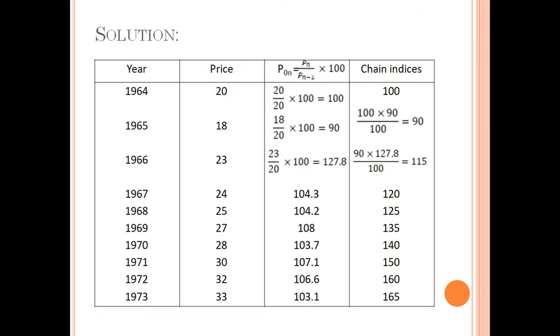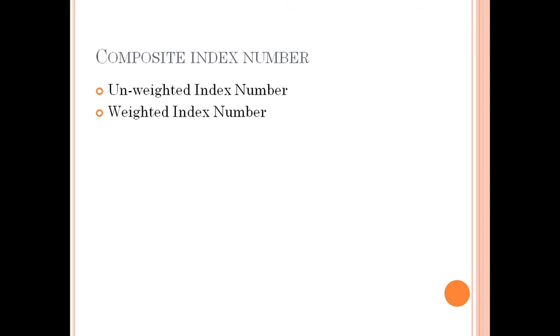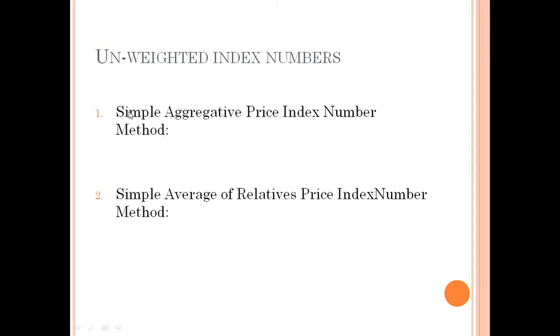Previously we discussed simple index numbers, and now we are discussing composite index numbers. For composite index numbers, there are two types: unweighted index numbers and weighted index numbers. Today we will study unweighted index numbers. There are two methods to calculate unweighted index numbers: one is the simple aggregative price index number method, and the other is the simple average of relative price index number. One by one we will learn them in detail.